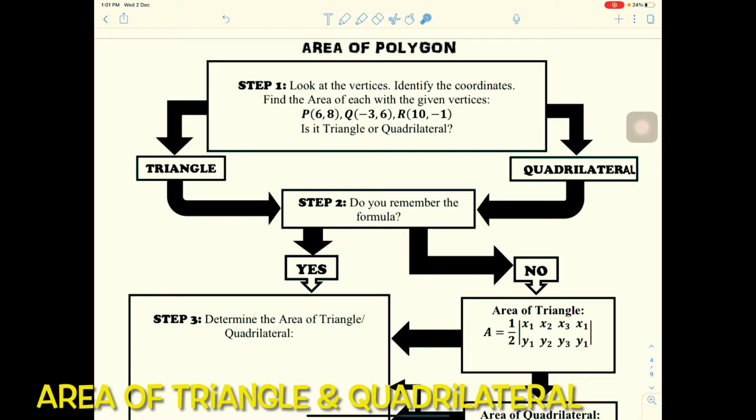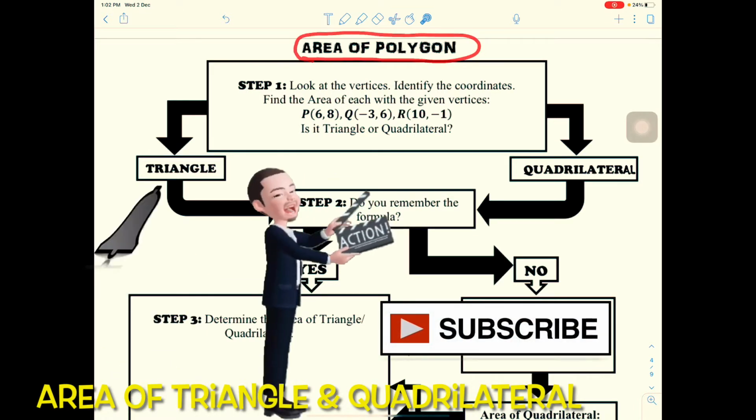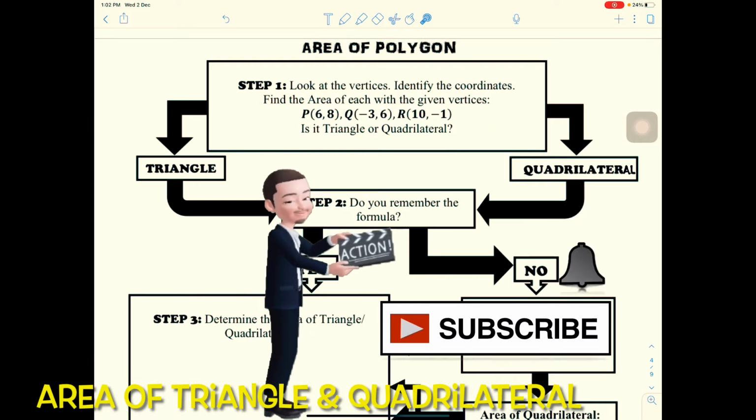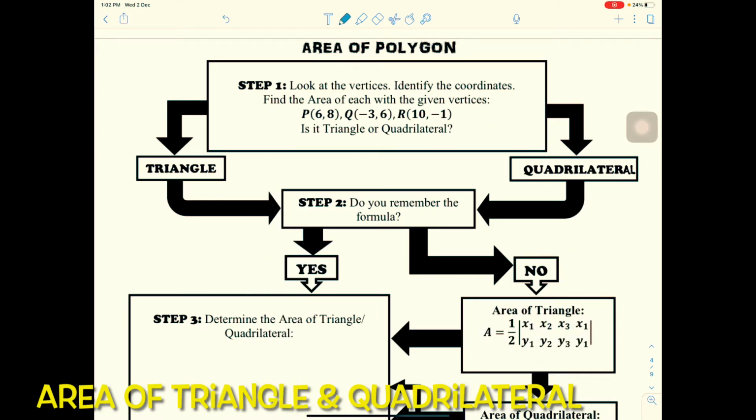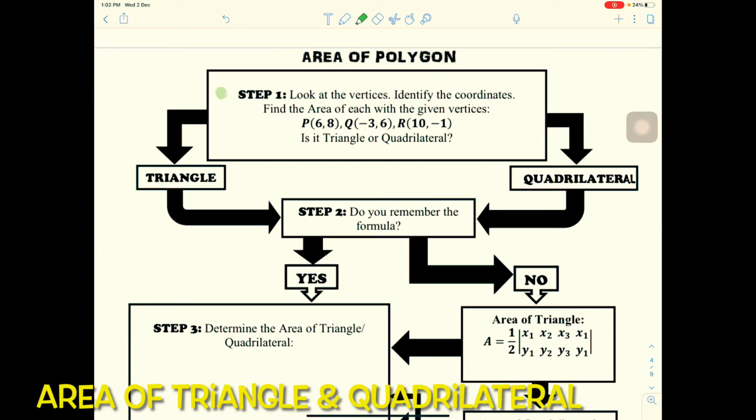Now let's discuss the example question about the topic of area of polygon. Straight away, we are going to discuss it by using the flowchart method. Step 1 is the question. Look at the vertices and identify the coordinates. That means we want to count how many vertices there are.